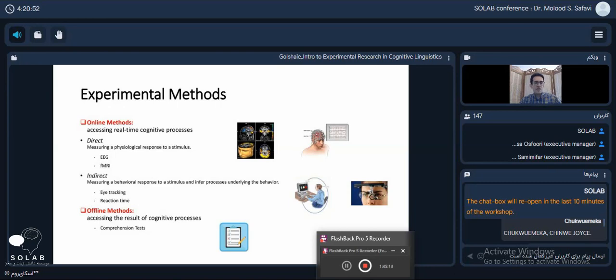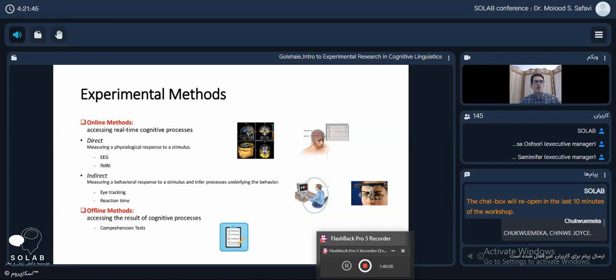Online methods can be subdivided into direct and indirect ones. In direct methods, you're measuring a physiological response to a stimulus, and they are very high-tech devices like EEG, fMRI. But in indirect methods, you measure a behavioral response to a stimulus and infer processes underlying that behavior. So, for example, in this category, we have eye tracking or reaction times, which you may be familiar with. So in indirect methods, you infer something about that behavior.